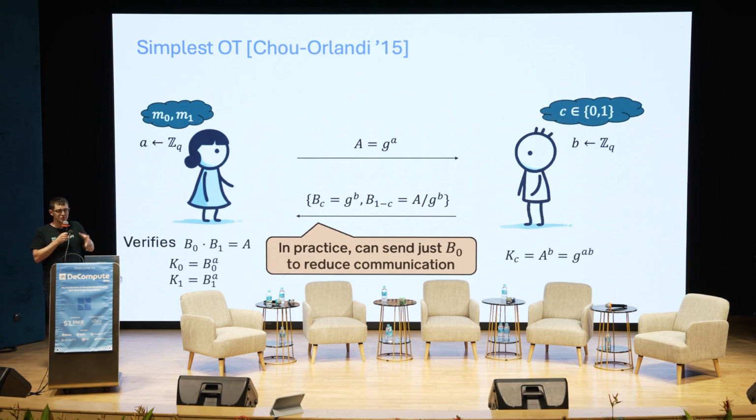In practice, you don't actually need to send two public keys. The receiver can send just, let's say, B0, and the sender can compute the other one just by dividing A by B0 to compute B1. This is to reduce communication.